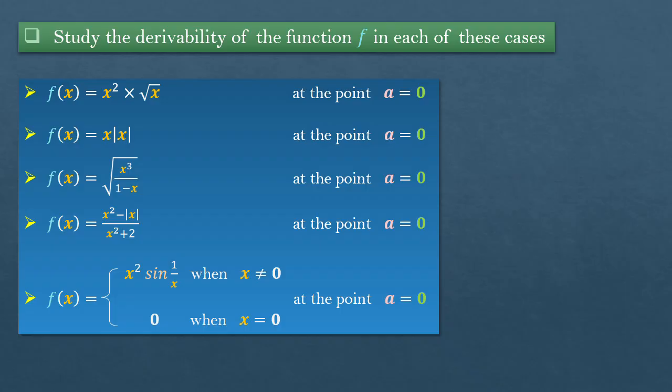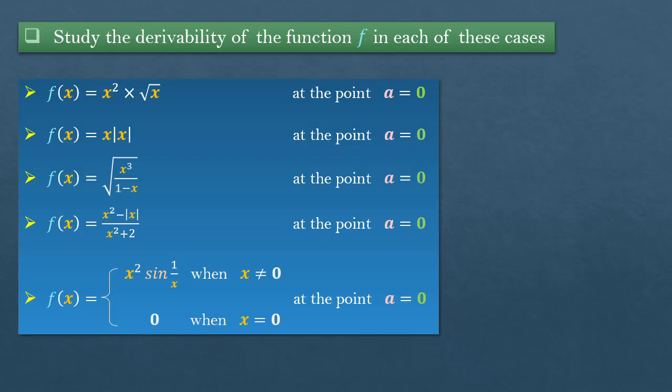In today's video, we're asked to study the derivability of the function f in each of the following cases. The first case is when the image of our function f(x) equals x squared times the square root of x, and we have to study its derivability at the point a equals 0.